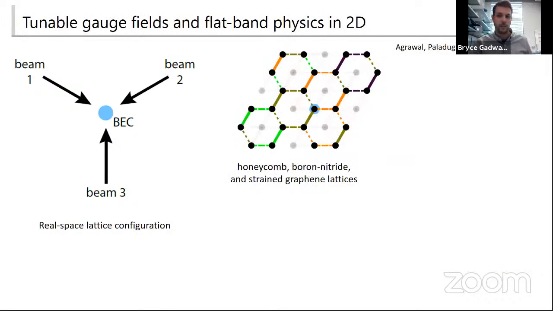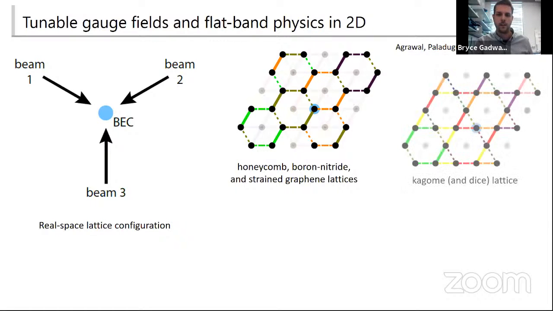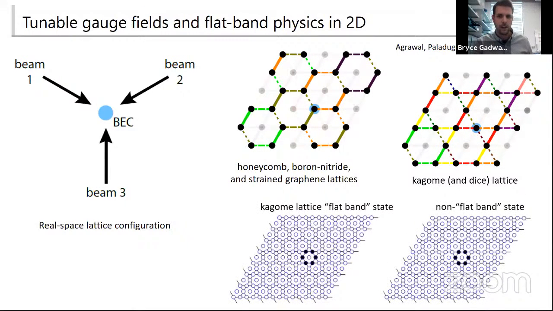And so just by leaving some number of them off, we can make something like a honeycomb lattice or boron nitride. We can make a Kagome or even a dice lattice. These are lattices that have flat bands. Here's just the dynamics, without making the rotating wave approximation, of what one gets by preparing different initial states of a synthetic Kagome lattice. Here, the only thing that differs between these states is the phase structure. And let's see if I can, yeah, okay.